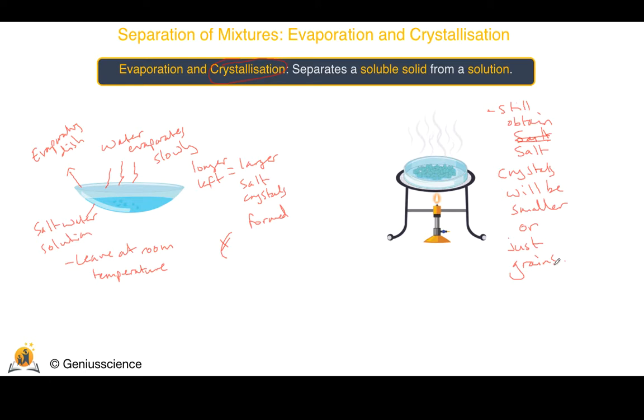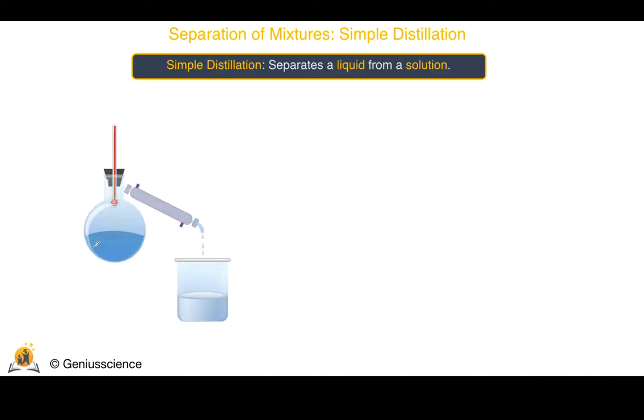We will now be describing simple distillation in a lot more detail. Appearing on the screen now is all the equipment needed for simple distillation. This rounded flask here is called a distillation flask. And for this example here, the mixture that's going to be separated is a mixture of ethanol and water.